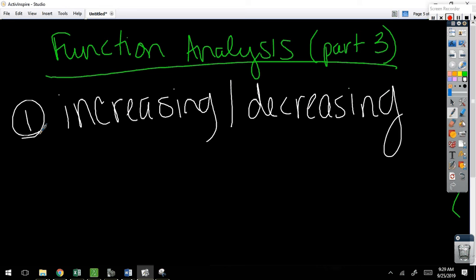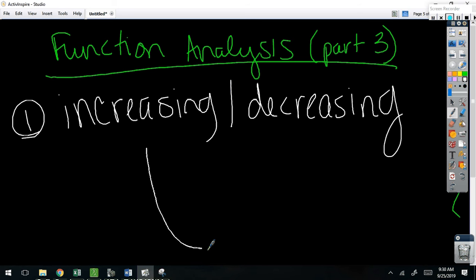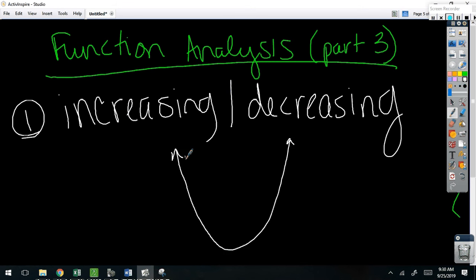Let me put a picture up here to show you. When you move left to right, let's just do something easy. We'll just do a parabola to start with. As you move left to right, because that's the way we read, so that's the way we also read a graph, the function is either going to be increasing, decreasing, or constant.